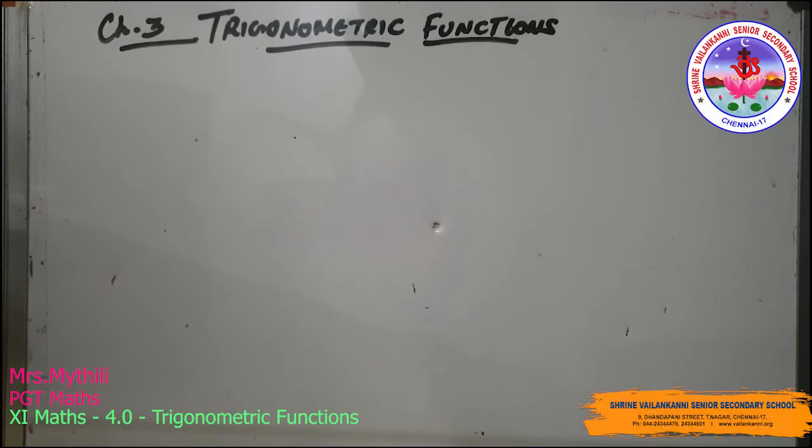Welcome children. Chapter 3, Trigonometric Functions. In earlier classes, you have studied the trigonometric ratios of acute angles as the ratio of the sides of a right angle triangle, trigonometric identities, and application of trigonometric ratios in solving the problem related to heights and distances. In this chapter, we will generalize the concept of trigonometric ratios to trigonometric functions and study their properties.